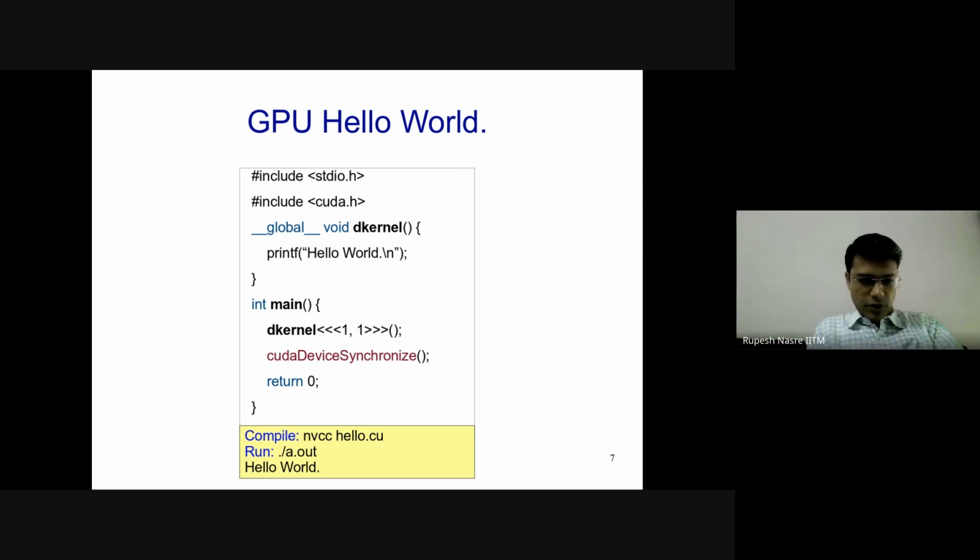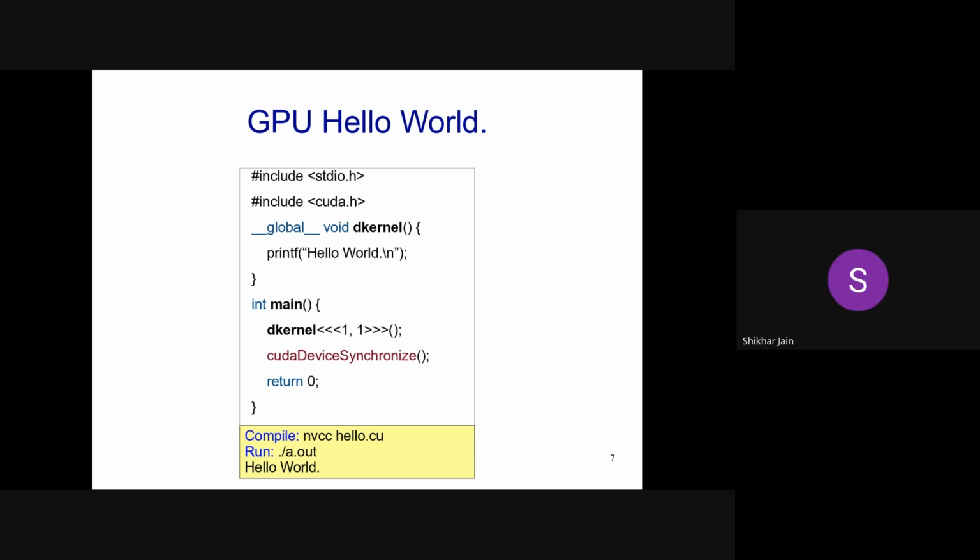Yes, sir. Sir, about this global specifier. So, sir, by default, in C programming system, all functions are global in the translation. So, is this explicit global keyword needed?